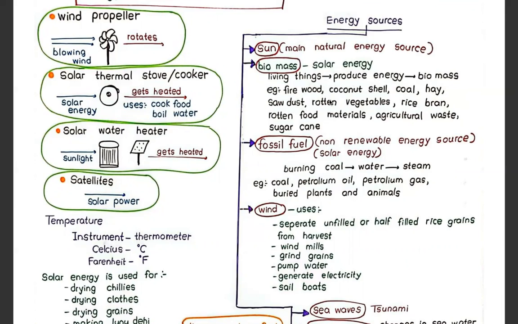So what are the biomass? Give some examples for biomass. Firewood, coconut shell, charcoal, hay, sawdust. Rotten vegetables, rotten food materials, rice bran, agricultural waste, the waste farmers throw away, sugar cane.